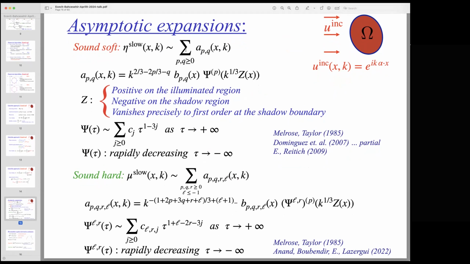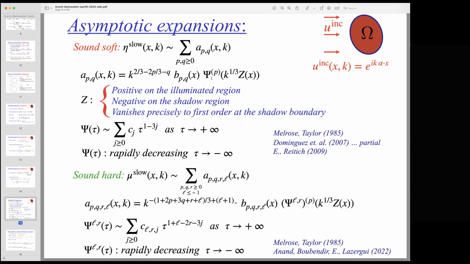So on the illuminated region, this density is known to have a classical asymptotic expansion, but there are 2 points. If you look at the scatterer on the top right, there are 2 points at the bottom and on the top of the scatterer where these rays are tangential to the boundary. So these asymptotic expansions written in here, eta's law is the summation of a_pq. This was derived by Melrose and Taylor using Fourier integral operators with some geometrical folding relationships.